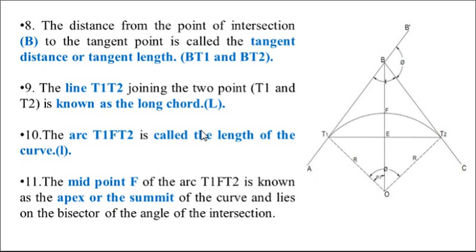Next, the midpoint F of the arc T1FT2 is known as the apex or the summit of the curve and lies on the bisector of the angle of intersection. So this F is on the bisector of this angle I. The midpoint F of the curve is called the apex point of the curve, or it is also called the summit of the curve.